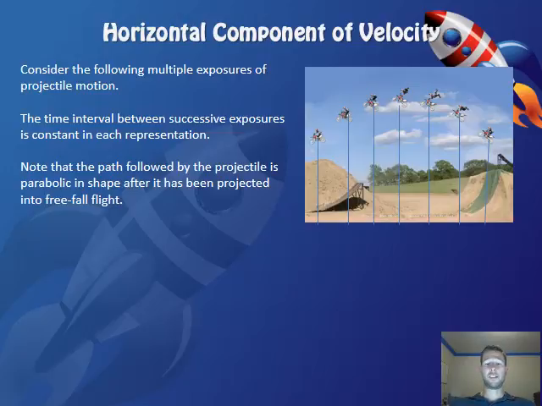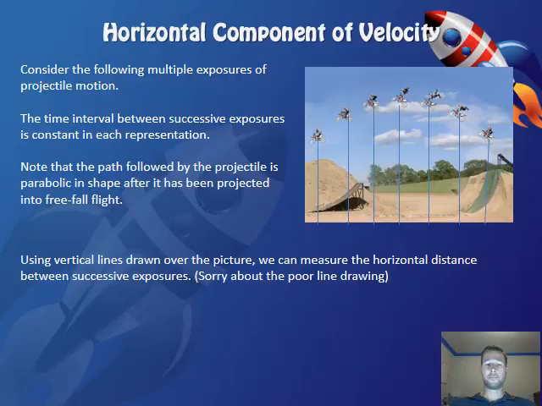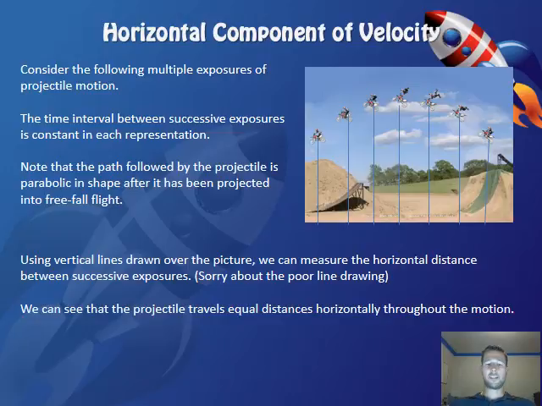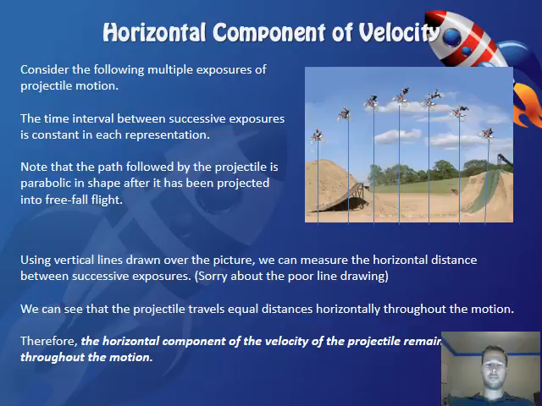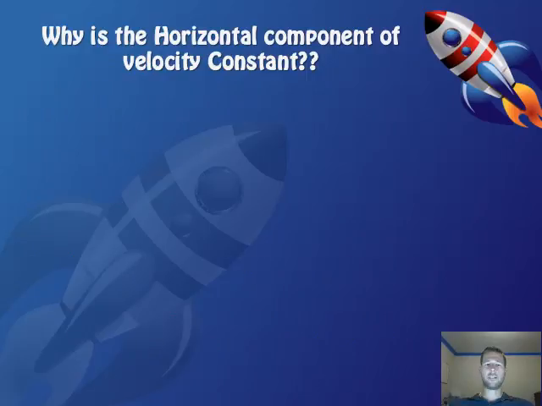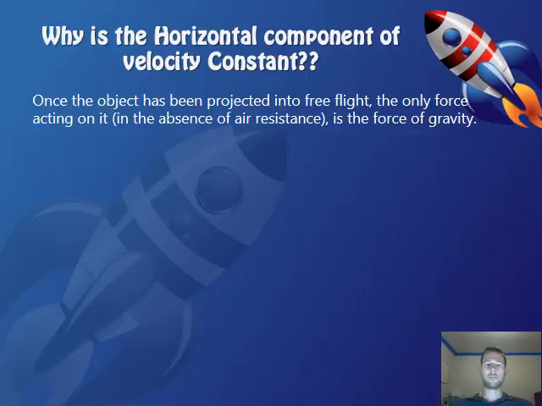So the only effect really on the rider is the force of gravity. Using those vertical lines, we can measure the horizontal distance between each exposure. And we can see that the projectile travels equal distances horizontally throughout the motion. Therefore, we can assume that the horizontal component of the velocity of the projectile remains constant when the projectile is in the air. So why exactly is the horizontal component of velocity constant?